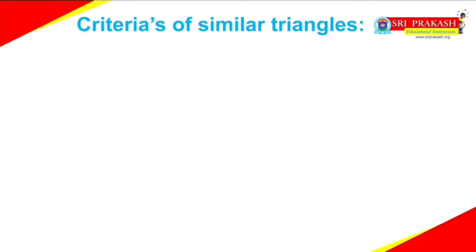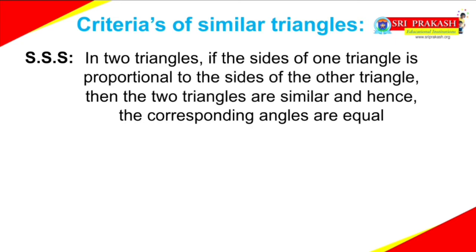Children, now let us recall the criteria of similar triangles. The first one, SSS criteria. Children, in two triangles, if the sides of one triangle are proportional to the sides of the other triangle, then the two triangles are similar and hence the corresponding angles are also equal.